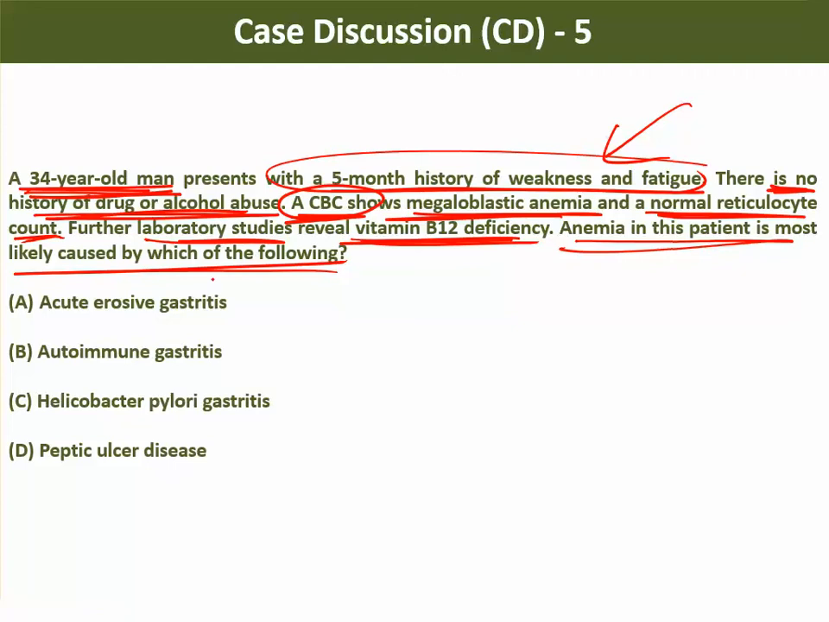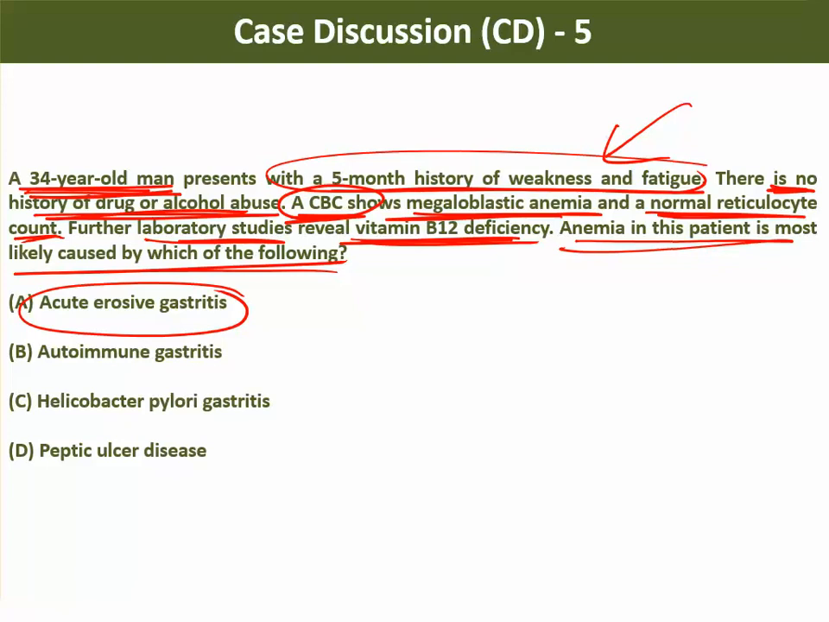The first given choice is acute erosive gastritis. Does it fit? Why? See, I will tell you why. First, you tell me from the history. Does the patient have a history of 5 months or 1 year of gastritis? No history.